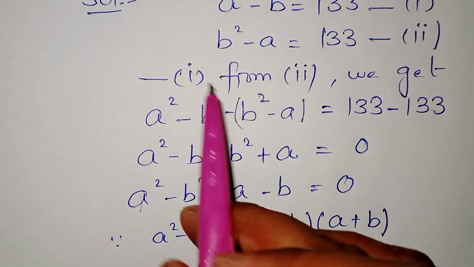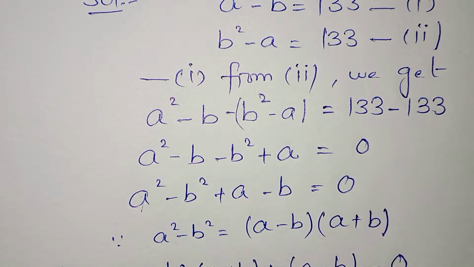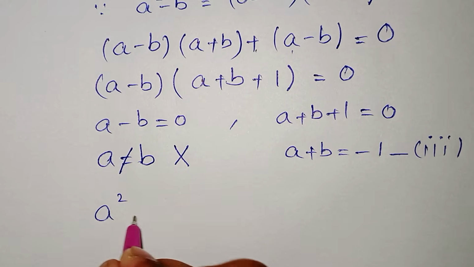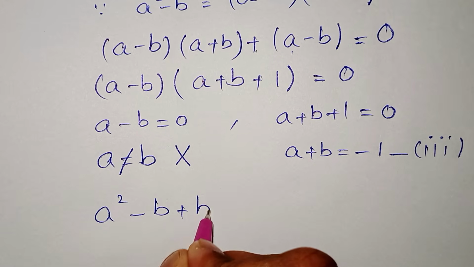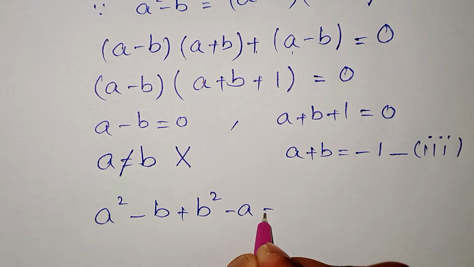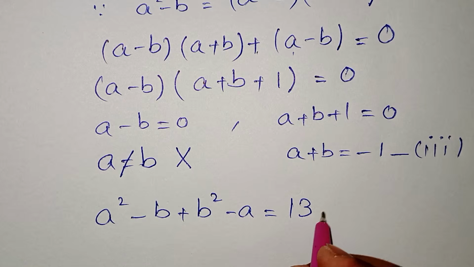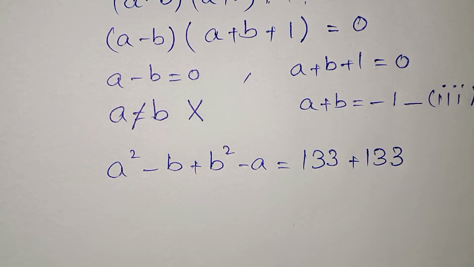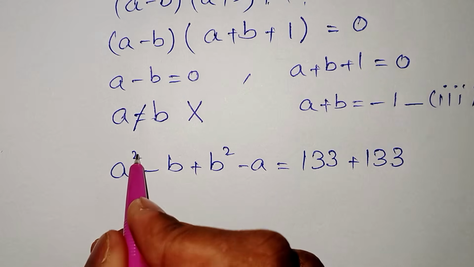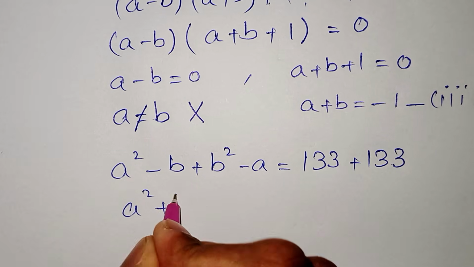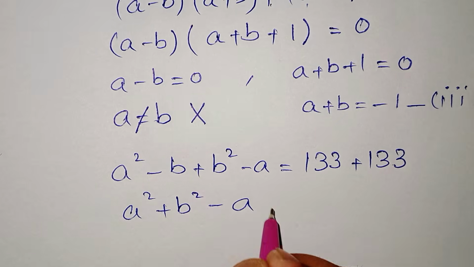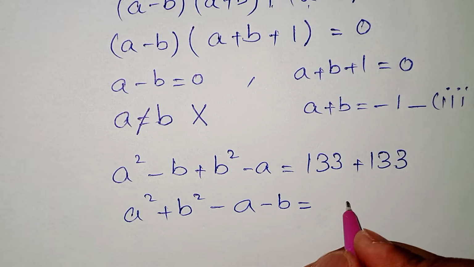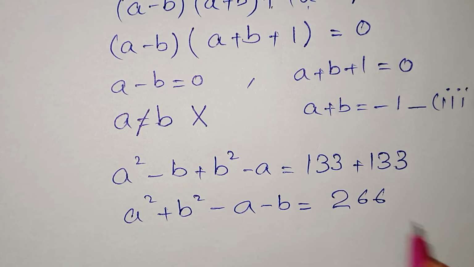Now we will add equation 1 and equation 2. It will be a² − b + b² − a = 133 + 133. This is a² + b² − a − b = 133 + 133, which is 266.